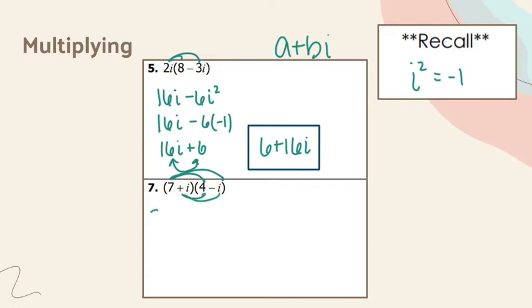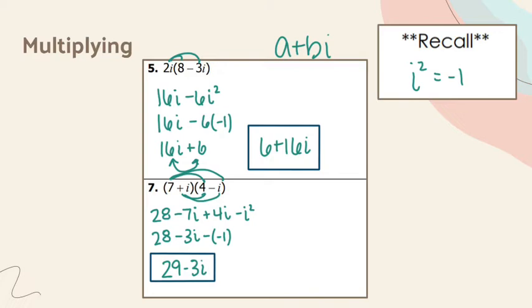So 7 times 4 is 28. 7 times negative i is negative 7i. i times 4 is positive 4i. And i times negative i is negative i squared. So we get 28 minus 3i. Negative i squared is negative 1, so this is really 28 plus 1. So we're going to get 29 minus 3i as our final answer.